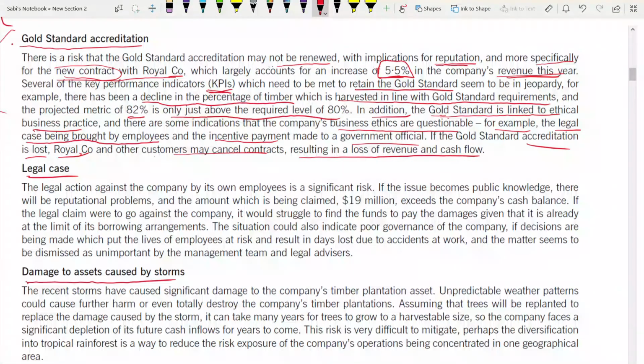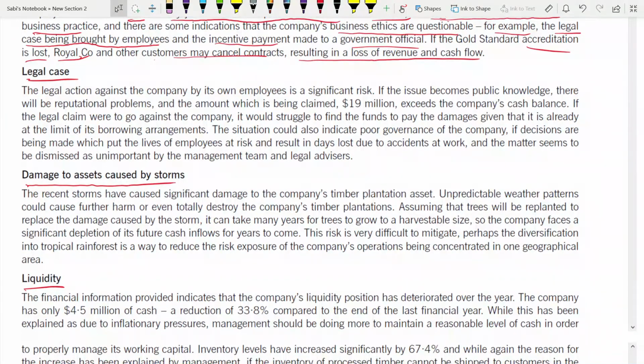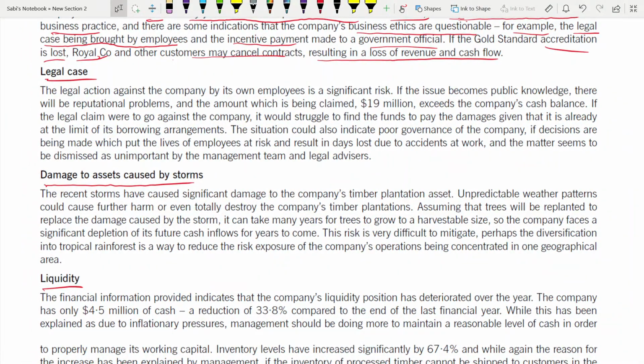Okay, coming to the third point, legal case. The legal action brought against the company by its own employees, this is a very significant risk. The biggest risk is this only, because when the people from the outside come to know that their own employees are taking legal action, it shows that the company is not an ethical company anymore, right? If the issue becomes public knowledge, the reputation problem. And also write about the amount. Whenever they give you some figure, make use of that figure in your answer.